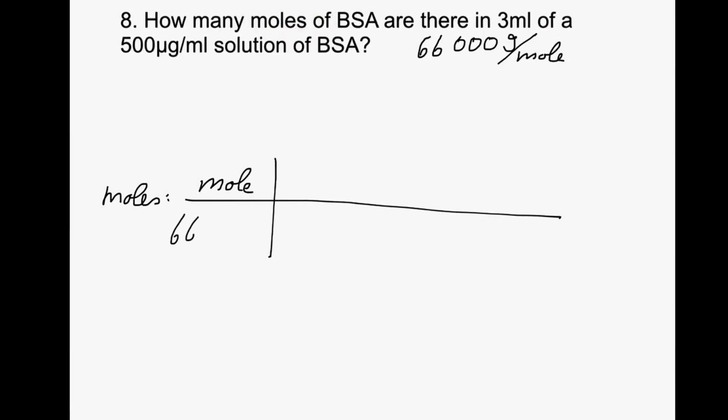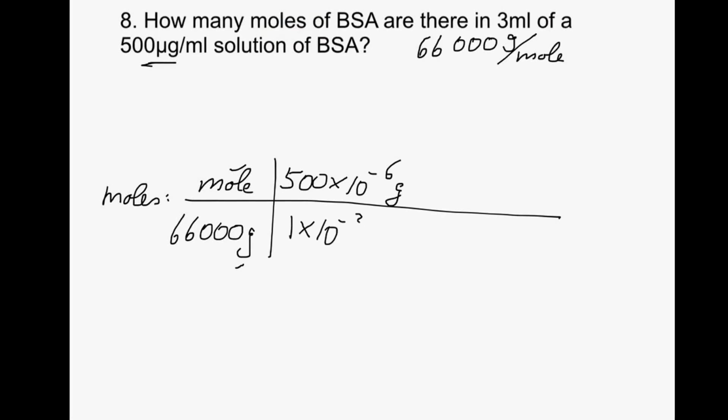And we can write this down, mole and 66,000 gram. Now mole is good, but we need to get rid of the gram. Do we have grams anywhere? Yes, we have it here. So we have 500 times 10 to the minus 6 gram in 1 milliliter. So 1 times 10 to the minus 3 liters.